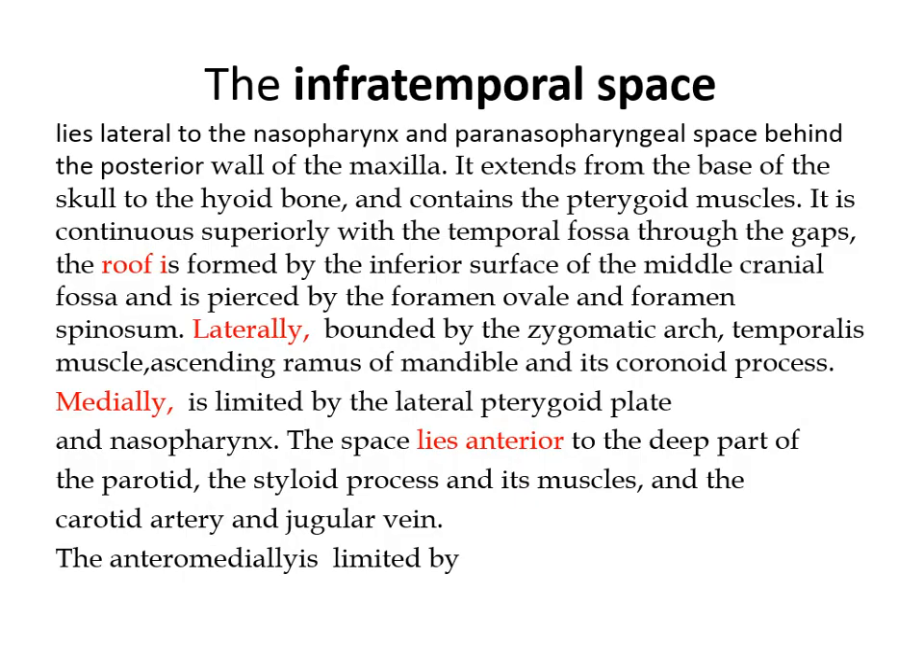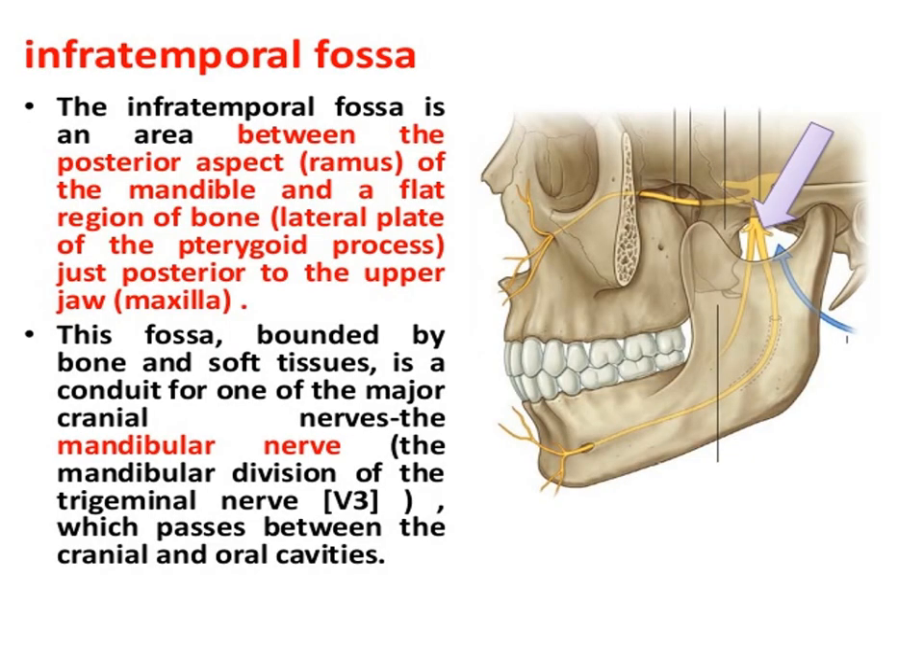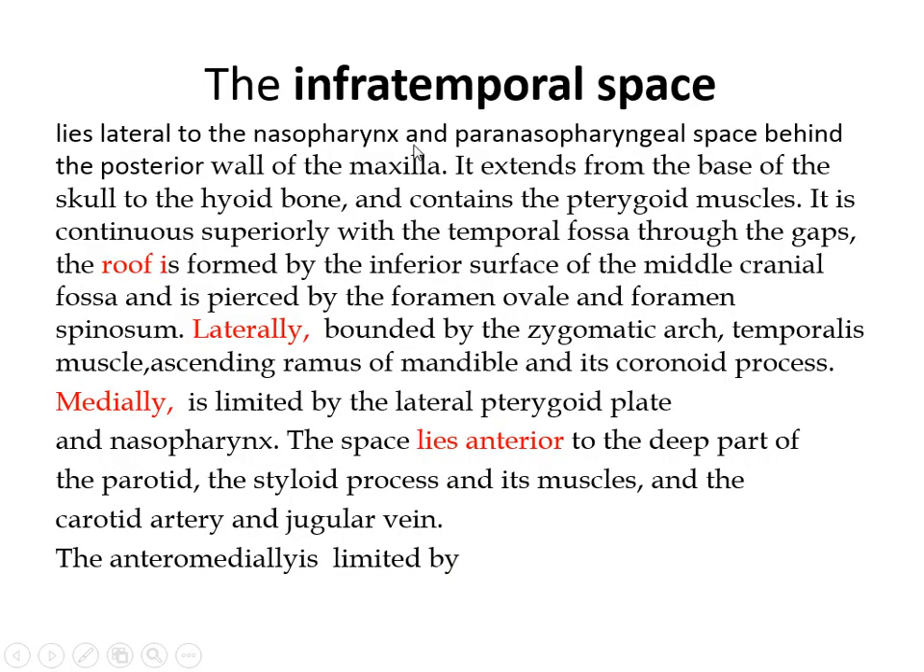Another space is the infratemporal space. It is lateral to the nasopharynx and parapharyngeal space, behind the posterior wall of the maxilla, and extends from the base of the skull to the hyoid bone. It contains the pterygoid muscles, and is continuous superiorly with the temporal fossa through the gaps. The roof is formed by the inferior surface of the middle cranial fossa, laterally bounded by the zygomatic arch.